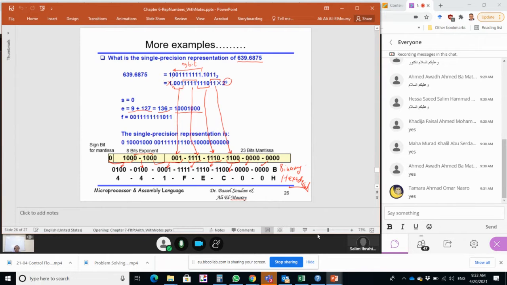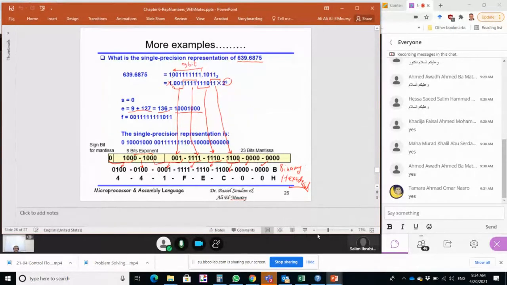As we mentioned before, you have to keep in mind that the number should be normalized and the exponent should be biased. You have to know how many bits for the mantissa, fractional mantissa, how many bits for the exponent, and definitely the sign of the mantissa.